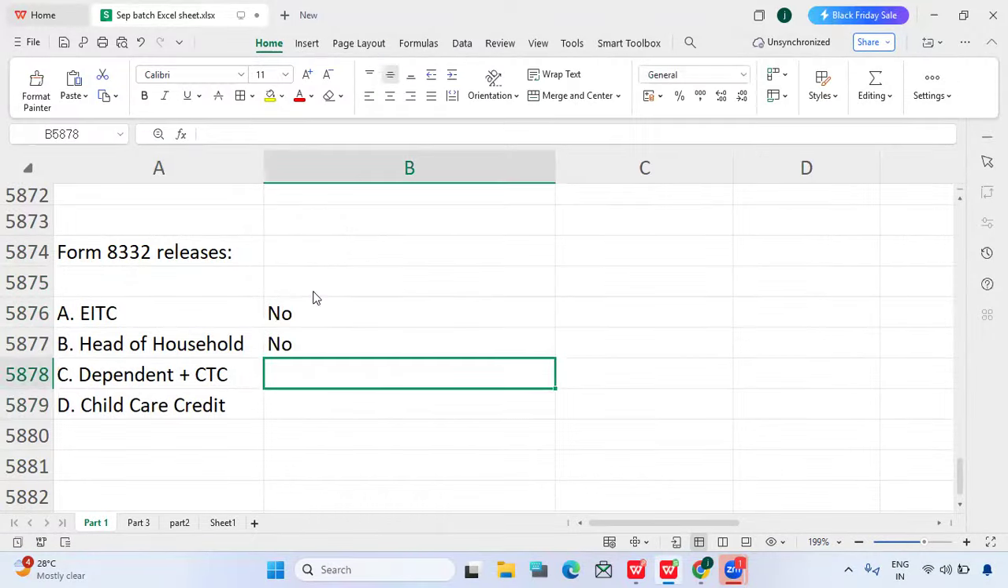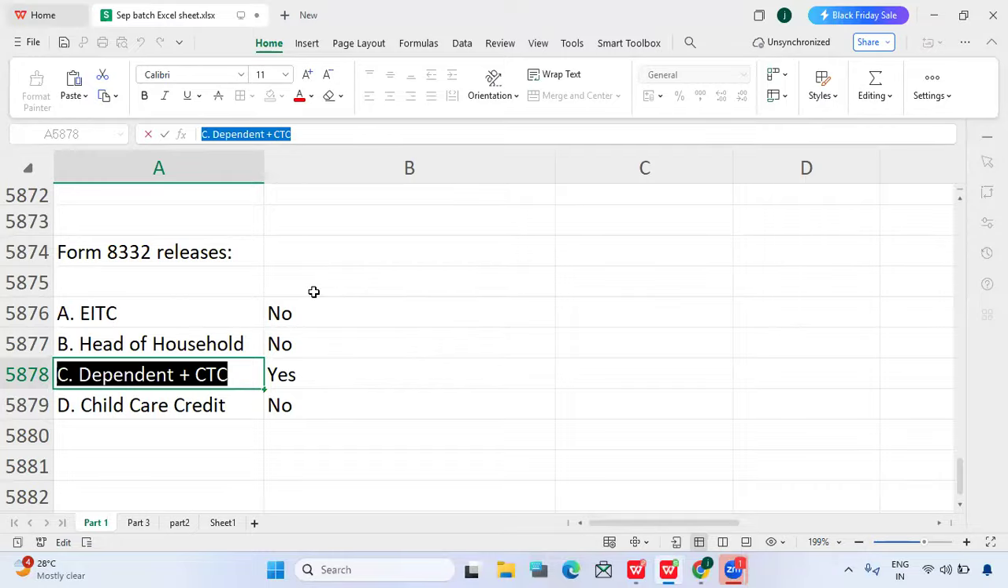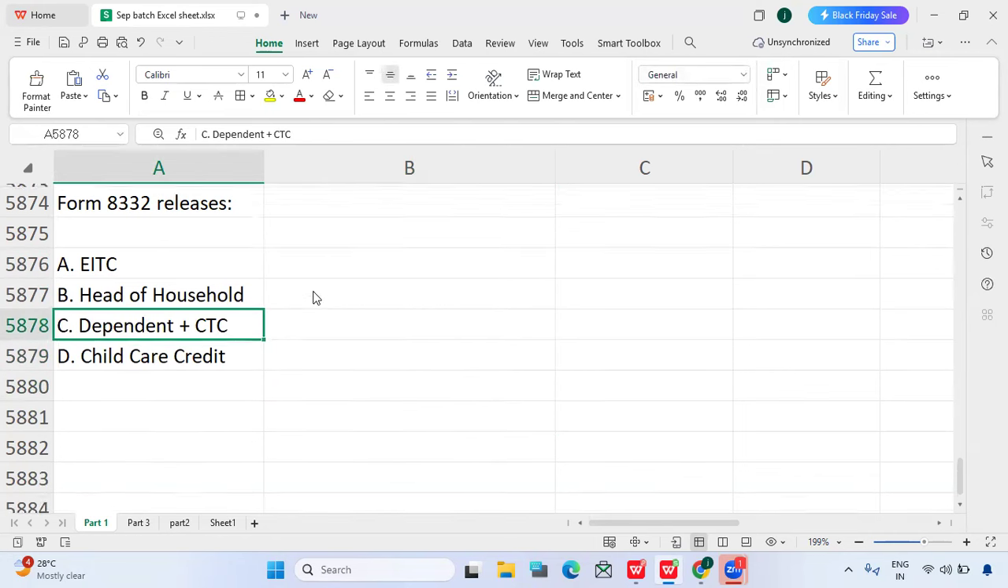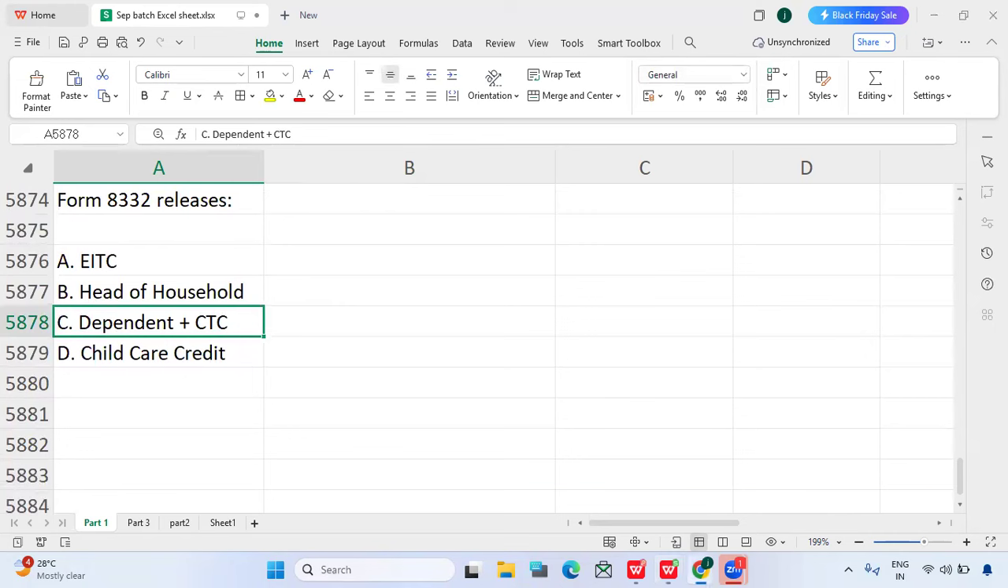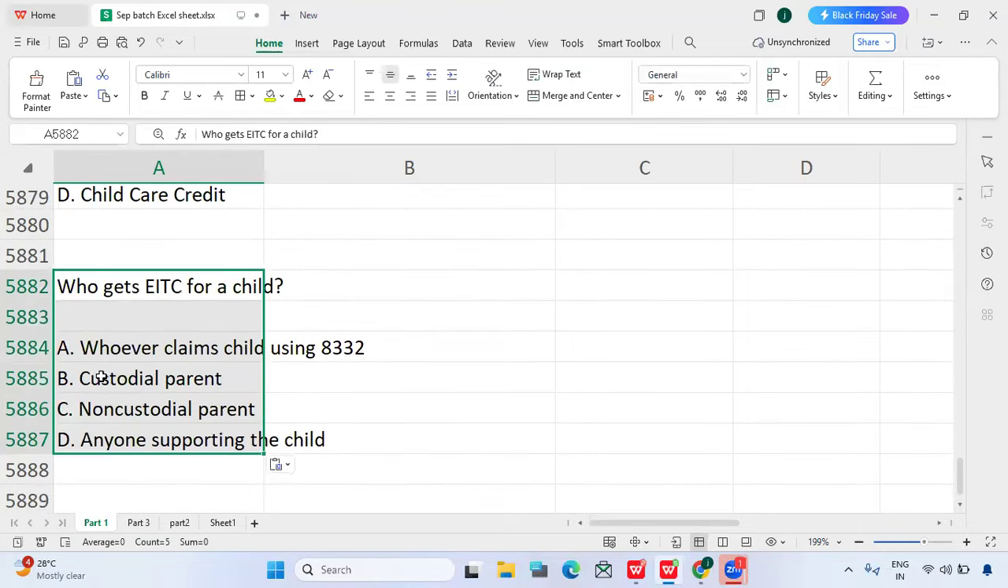This is no. And this is no. So answer C, dependent, I think it should be. Yeah, they can claim as dependent, right? So they can claim as dependent, plus the child tax credit also they can claim. So answer C. Form 8332 releases the dependent option, and they can claim the child tax credit. That is the advantage with the 8332.